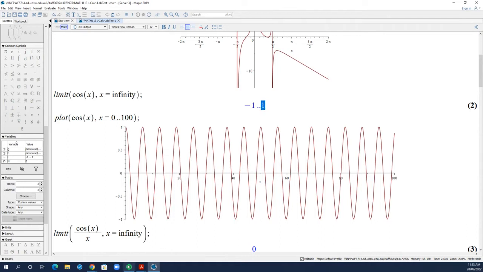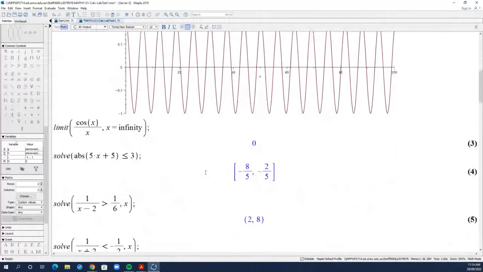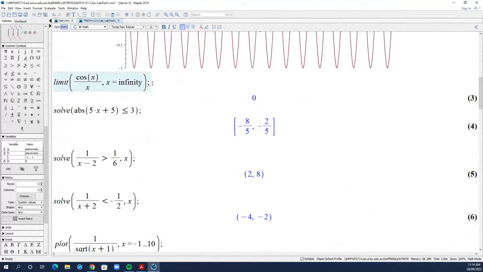Okay, so for this first question, does this limit exist? Well, the answer is no. Does this limit exist? Well, I've ticked that one. So you can see here, I've used limit again. It goes to 0. So Maple tells me, yeah, it exists and it's 0. Can anyone tell me, if I wanted to rigorously show this, what theorem could I use to show that this limit is 0? Anybody know from the lectures?